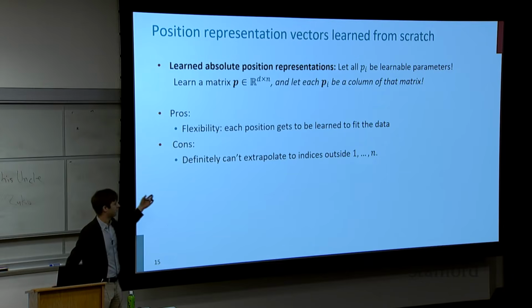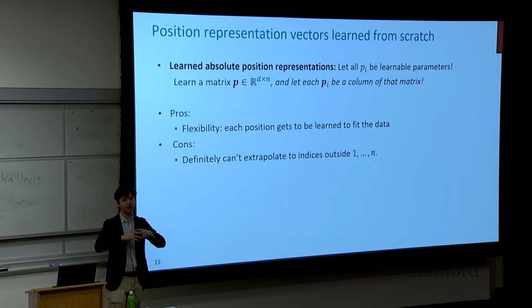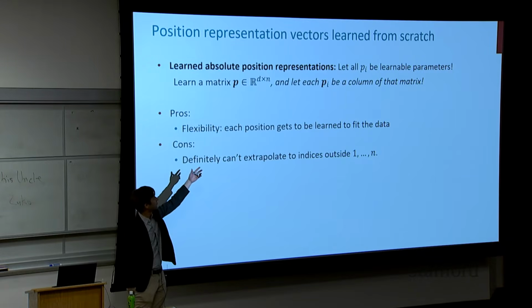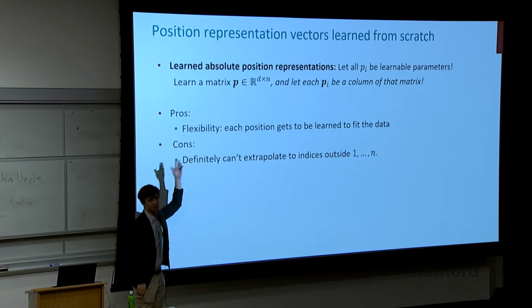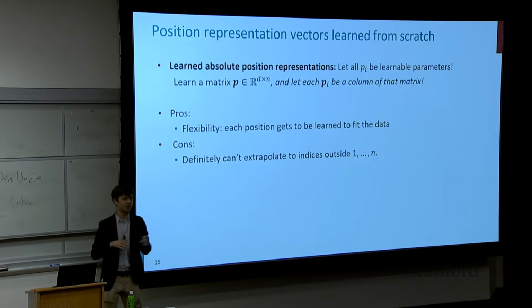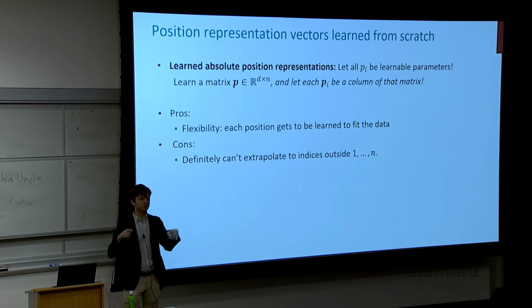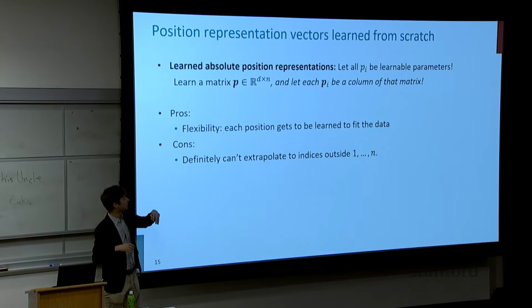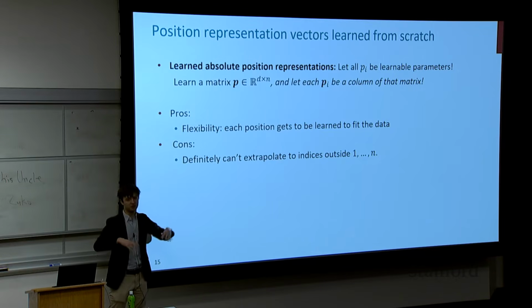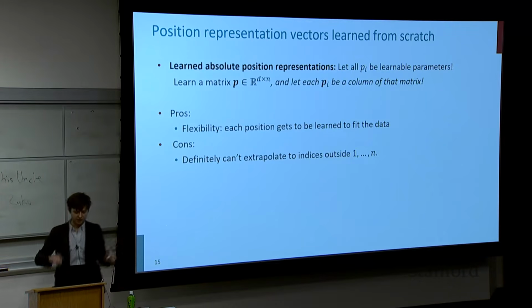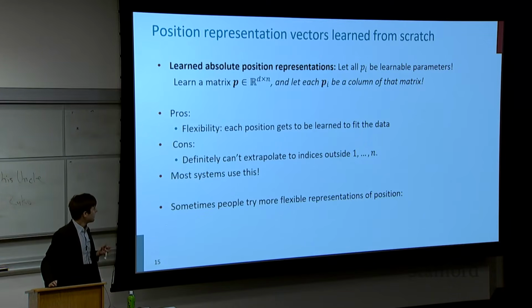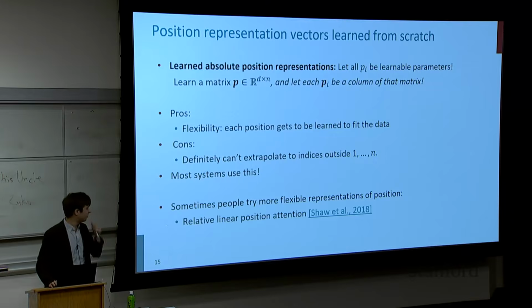And the cons are that you definitely now can't represent anything that's longer than n words long, right? No sequence longer than n can be handled because you only learned a matrix of this many positions. So in practice, if you pass a self-attention model something longer than length n, it will crash and say, I can't do this. And this is what most systems nowadays use.